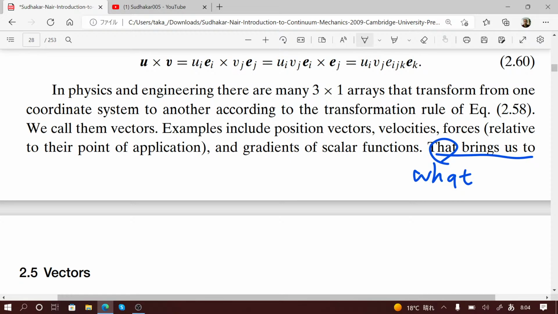Now we talk about scalars. Scalars are quantities with no associated directions. Examples include temperature, hydrostatic pressure, and density of matter.